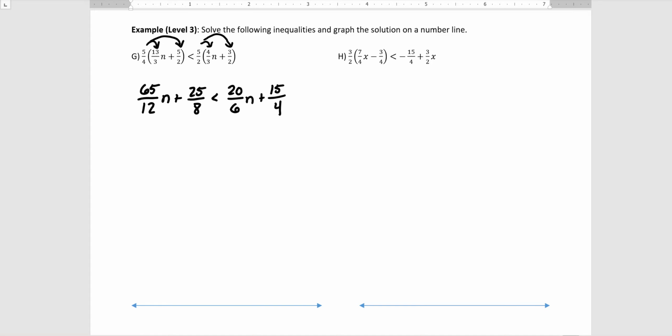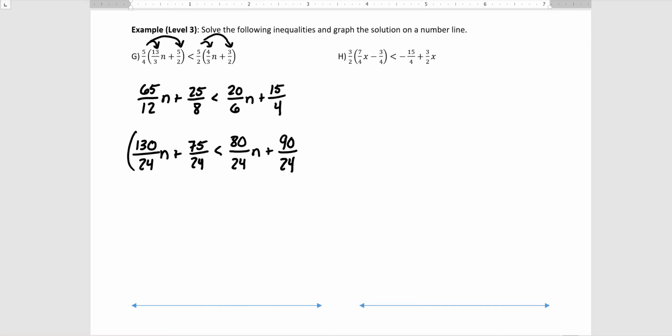So 65 times 2 is 130. So 130 over 24 n plus 25 times 3 is 75 over 24 would be less than 20 times 4 would be 80 over 24 n plus, and then if we need 24, we'd have to do 15 times 6 is 90 over 24. Gross.